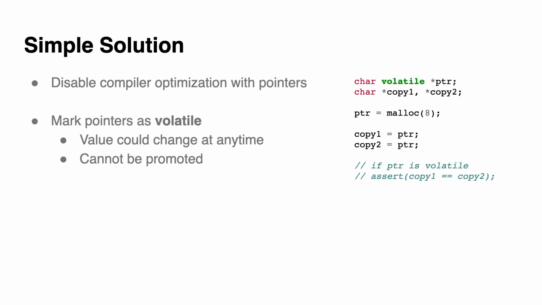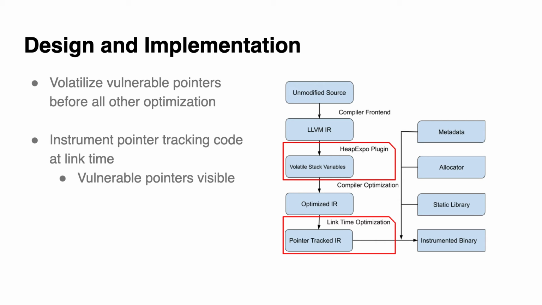However, if we declare the pointer as volatile, we tell the compiler that the value of the pointer could change at any time. Therefore, the compiler can't make any assumption, and it will not promote the pointer variable to registers. In our design, we have a compiler pass that volatilizes vulnerable pointers before all other optimizations. Therefore, at link time, we can instrument pointer tracking code to the vulnerable local pointers.